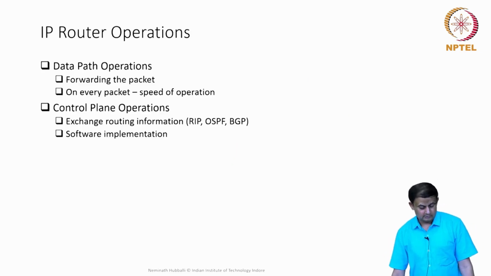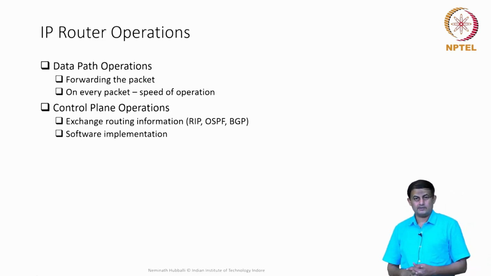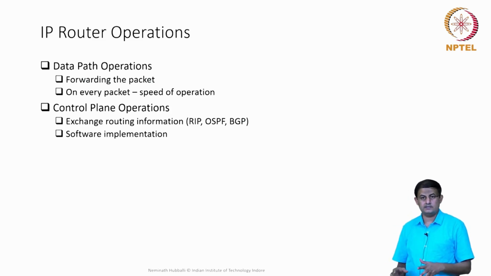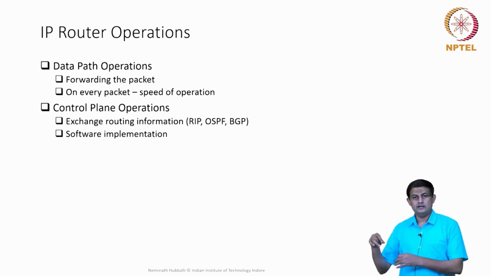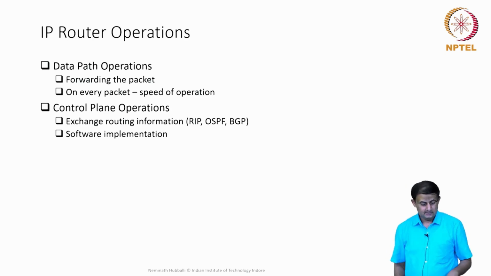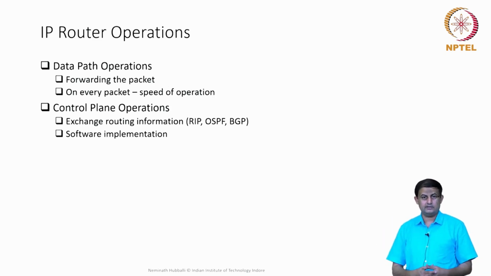For any typical router that you think of, there are two operations a router typically does. One is called the data path operation. In the data path operation, you are given a routing table, packets are coming on your interface, you pick up those packets, go to your routing table, and make forwarding decisions. These forwarding decisions need to be made quickly. The second is the control plane operation, where we construct the routing table.